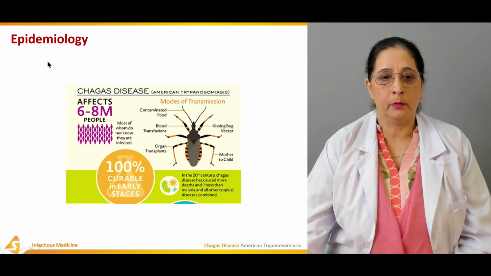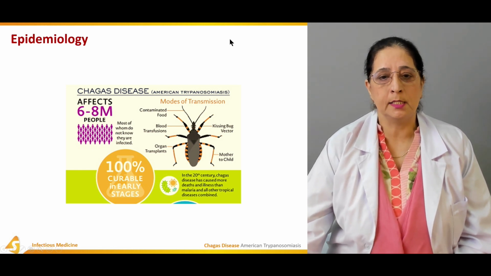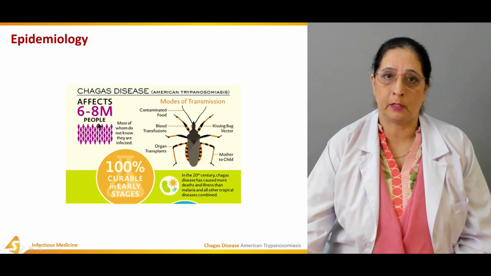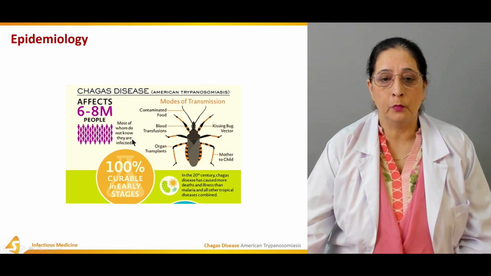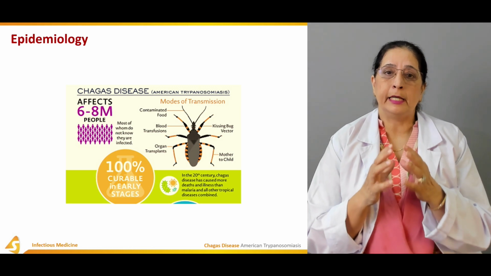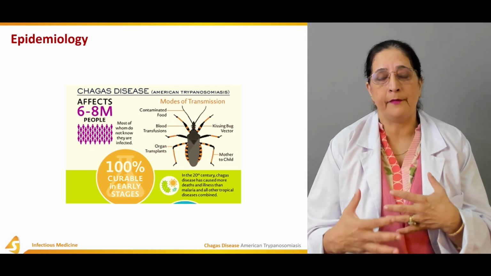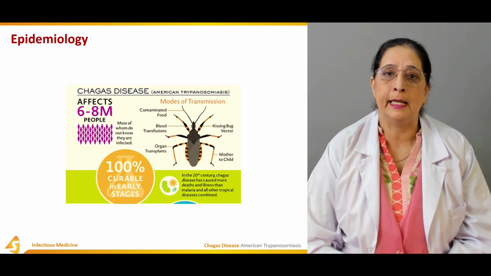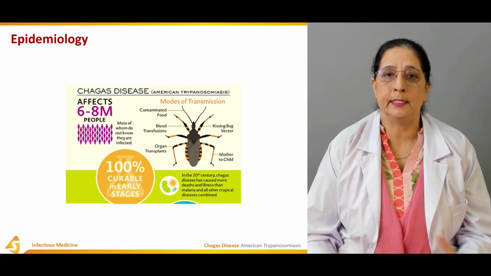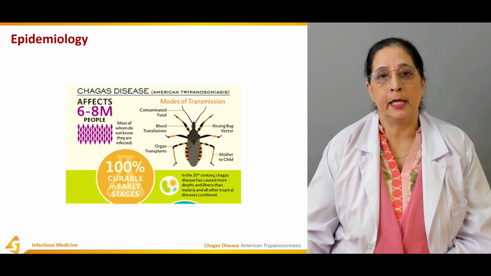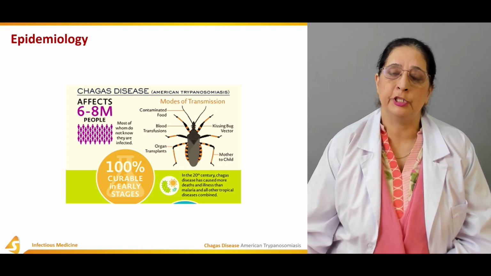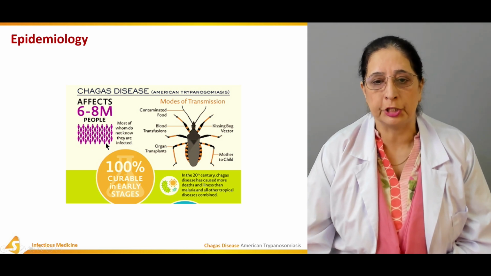Epidemiology: how common is Chagas disease? It affects about 6 to 8 million people, most of whom do not know they are infected, because we already mentioned the acute phase is not a very serious phase. There is just a mild febrile illness, so they don't know they have the illness. At the same time, parasitemia occurs. Slowly it can progress to the chronic phase, and that is the phase when the patient will have the most serious implications.